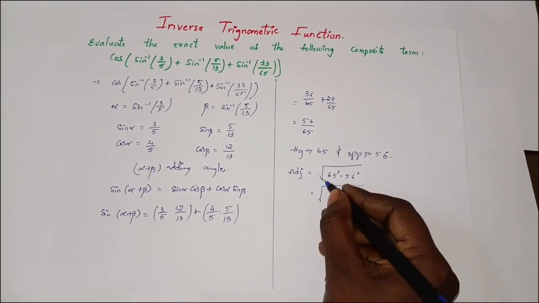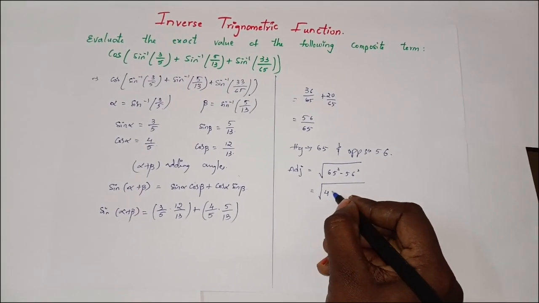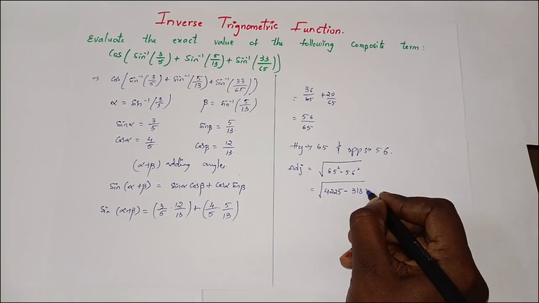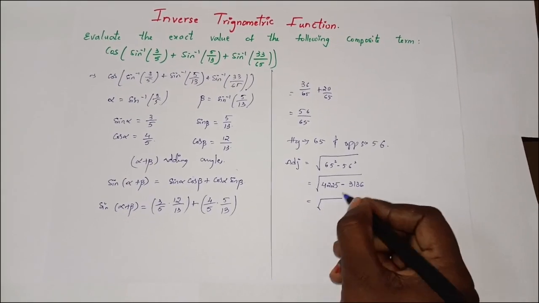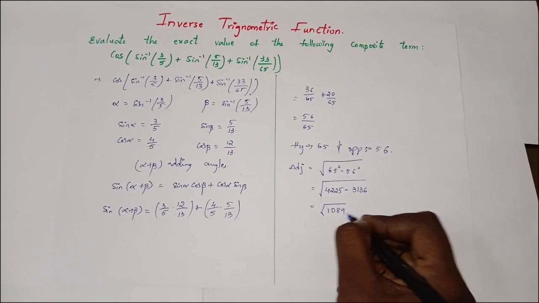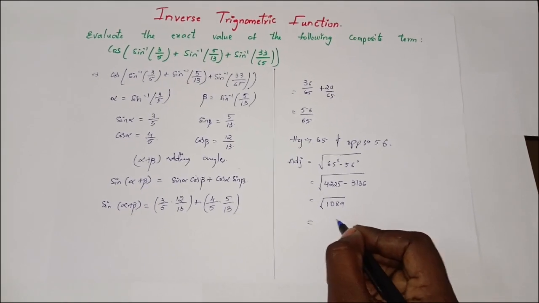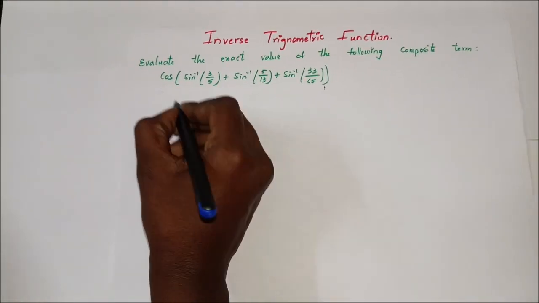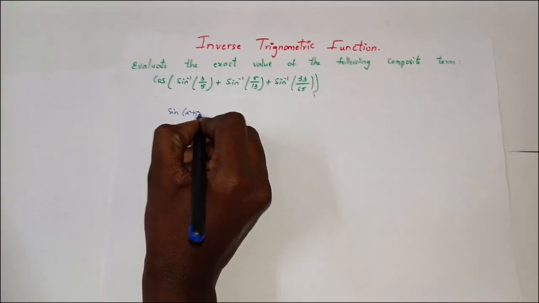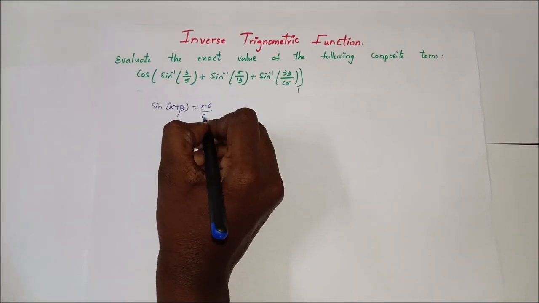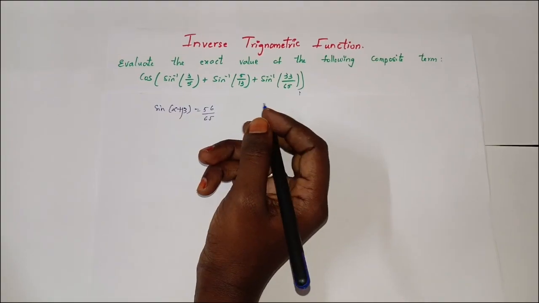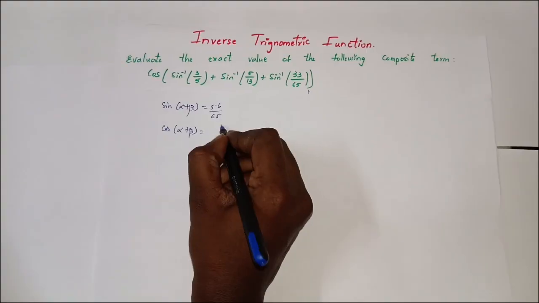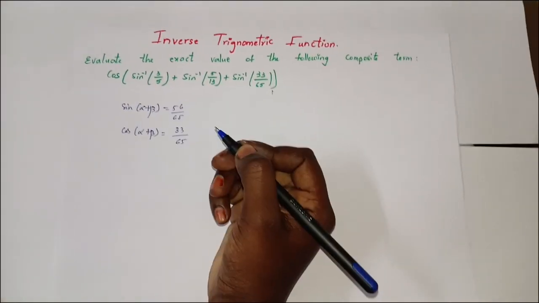So let us write down the values. 65 square is nothing but 4225, minus 56 square, which is 3136. Now subtracting both the numbers, our value will be 1089, and under root 1089 is 33. This means if sine of alpha plus beta is equal to 56 by 65, then its complementary cosine value, cos of alpha plus beta, is equal to 33 by 65.